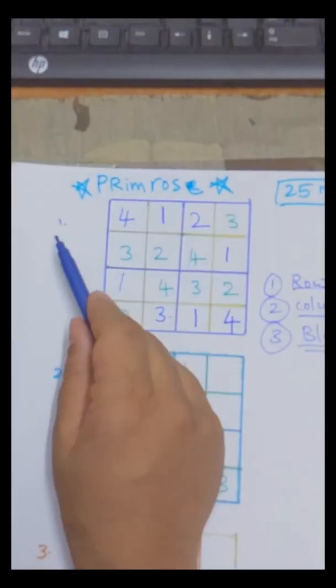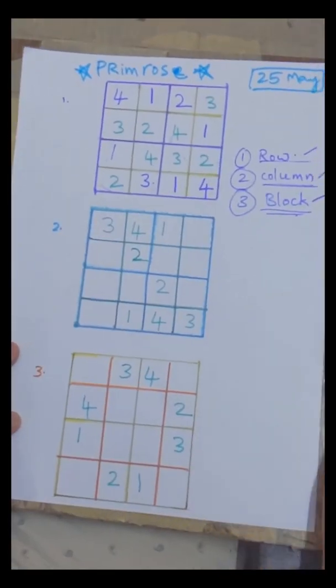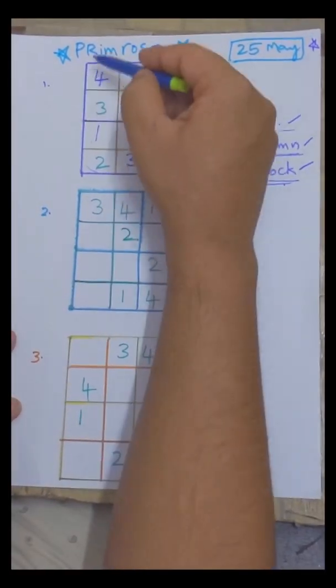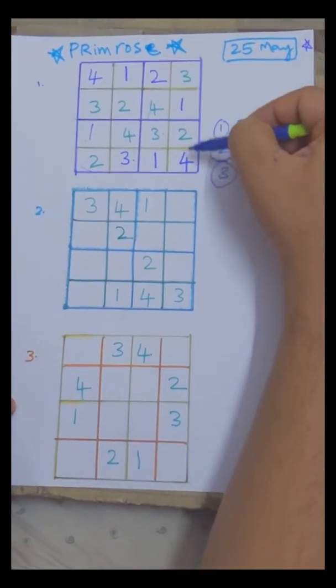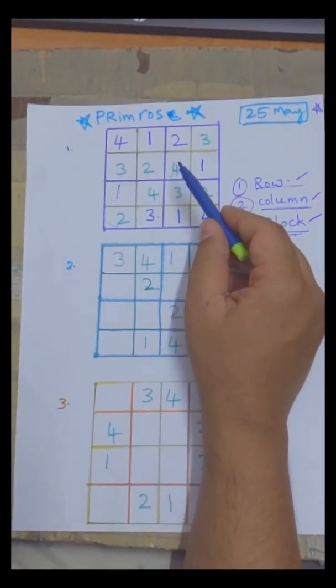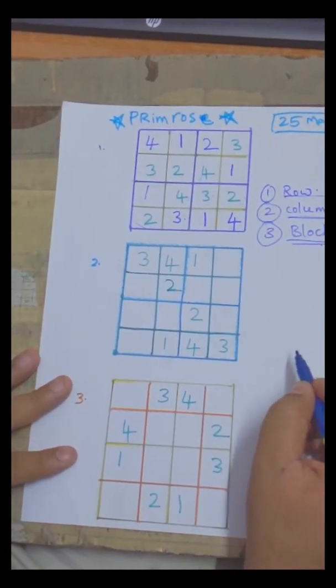Now you can see, pass. So I just solved it. You can see in each given row 1, 2, 3, 4 are there, and even in the given columns 1, 2, 3, 4 are there. Even in each block 1, 2, 3, 4 are there. Correct? Now I am going to solve the second puzzle.